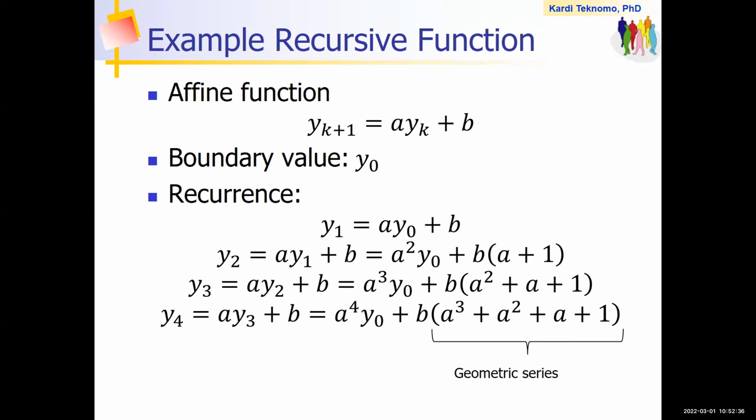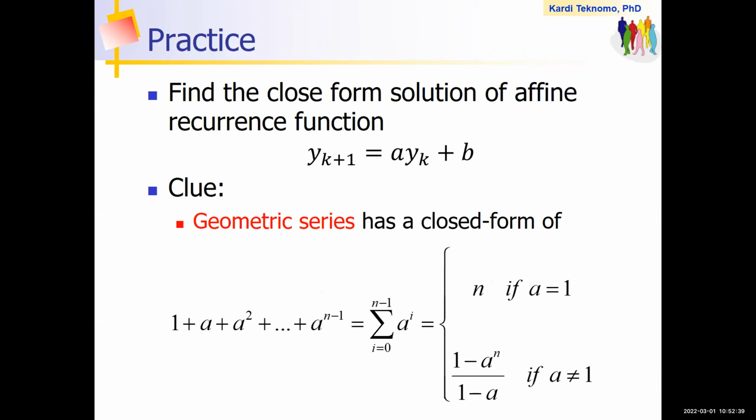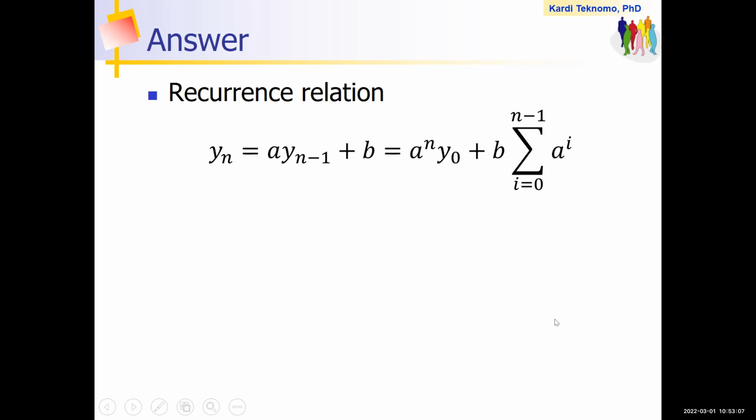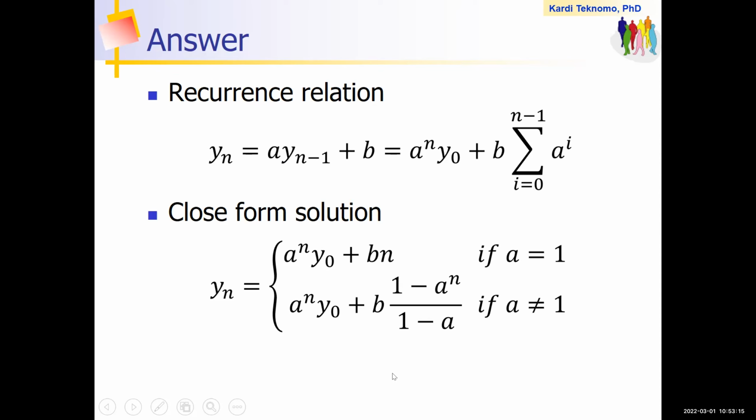Okay, so we know from mathematics, okay, geometric series have this formula. Okay, so there's a closed form for this geometric series. 1 plus a plus a squared up to a^(n-1), okay, is equal to n if a is 1, equal to (1 minus a^n) divided by (1 minus a) if a is not equal to 1, right? So in that case, we can solve this affine equation earlier, okay, to become like this.